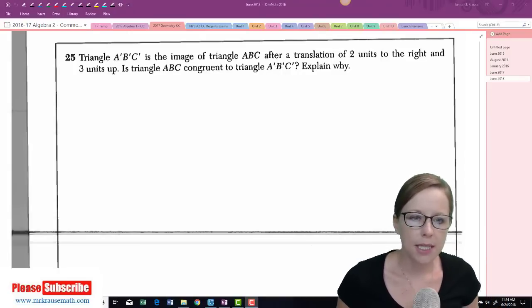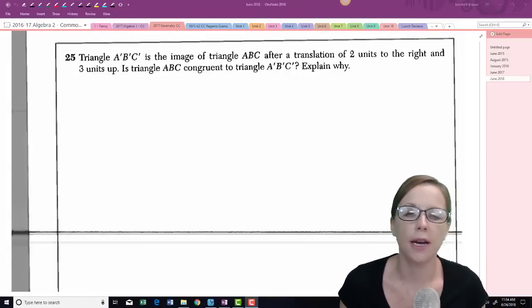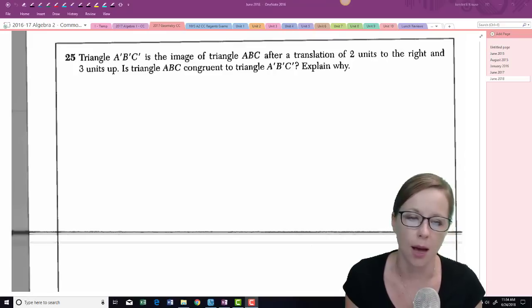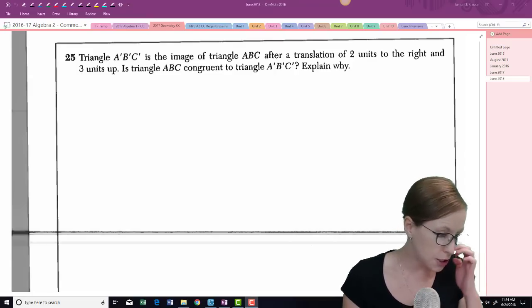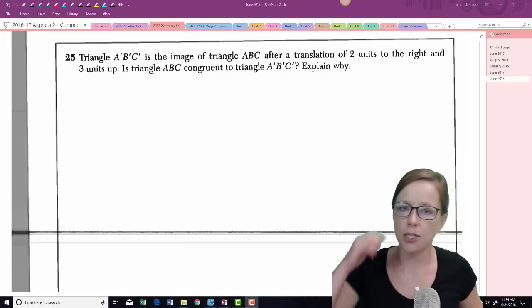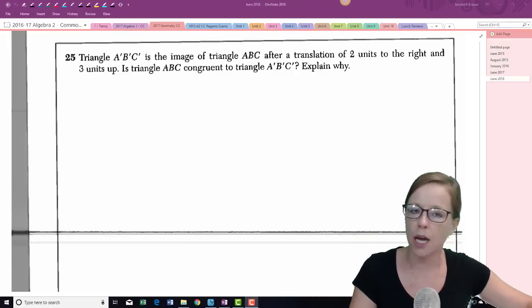Okay, so triangle A'B'C' is the image of triangle ABC after a translation of 2 units right and 3 units up. Is triangle ABC congruent to triangle A'B'C'? Explain why. So this should be an easy question. If you translate an object, it does not change size or orientation, so it should be congruent.